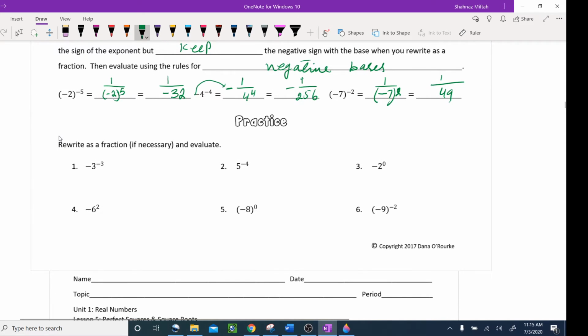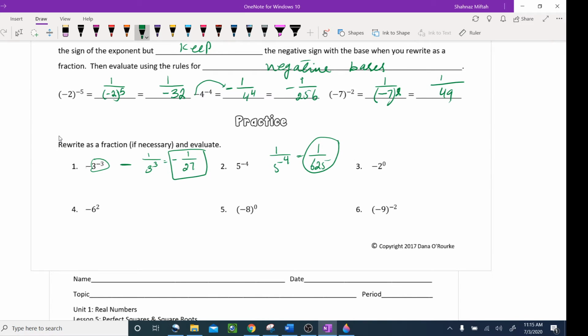Okay, let's do this practice. Rewrite as a fraction if necessary and evaluate. Again, this negative doesn't have that negative 3 on top, so I'm going to keep that negative. And this portion, change it into a fraction with the positive exponent. It's going to give me negative 1 over 27. That one, 1 over 5 to the power 4, is going to give me 1 over 625.